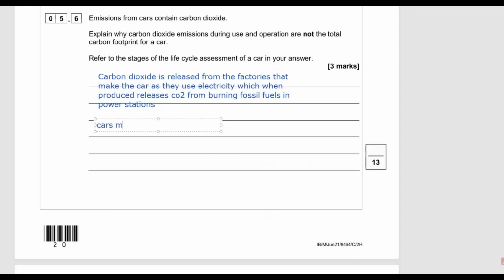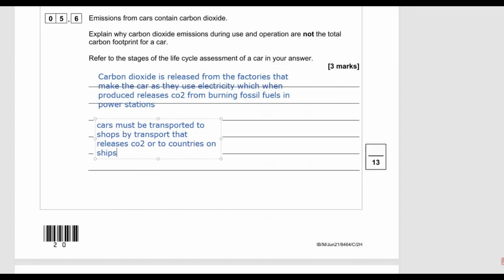Then there's the transport cost, taking the materials to the factory or the cars to the shop. All of the transportation, lorries and vans and big vehicles that carry them, ships across the ocean, release carbon dioxide or use energy which releases carbon dioxide from power stations. So we've got that problem.